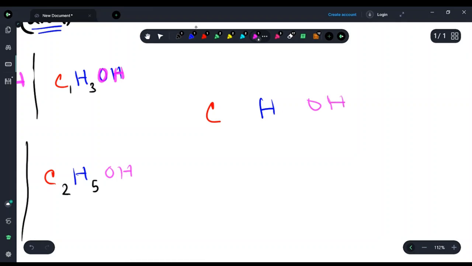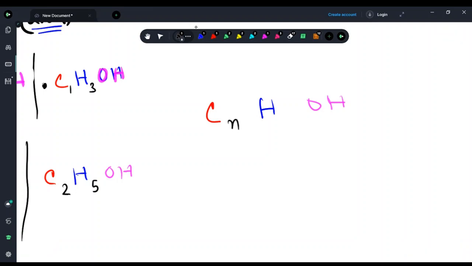Now if you denote the number of carbons by N, then for the first one, there is carbon 1 and the hydrogen is 3. So it could be twice the number of carbons plus 1. Twice the number of carbons would be 2, and plus 1, that would be 3. So it matches. Now let's see if the second one matches. There are 2 carbons here, so twice the number of carbons will be 4, and plus 1 will be 5. Hydrogen is 5, so it matches. So this will be twice the number of carbons plus 1.